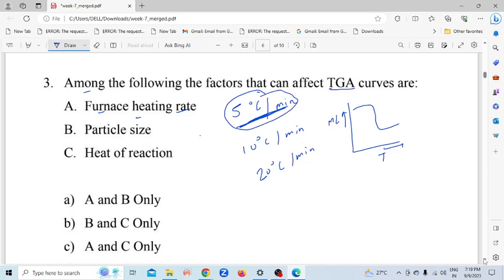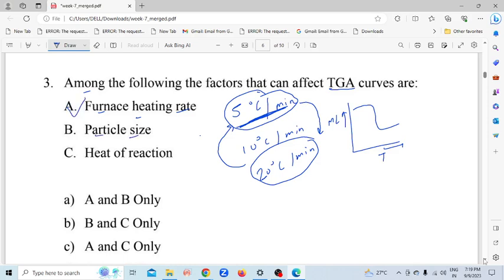Otherwise, what will happen if the scanning rate is very high, like 20 degrees centigrade per minute? The decomposition which should happen at 5 degrees centigrade is not possible there, and it will occur at a higher temperature. So accordingly, the structure of the TGA curve will be changed. Obviously, furnace heating rate will affect the TGA curve.